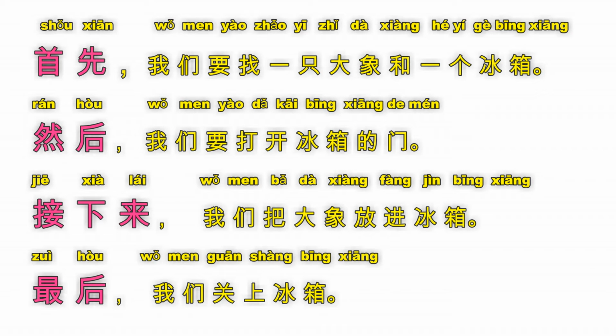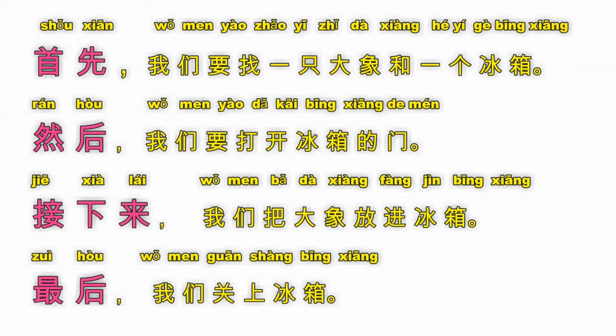From the instructions of putting an elephant into a fridge, we learned the four sequential transition words. Number one is 首先, which means first of all. After 首先 is 然后, which means and then, afterwards. After 然后 comes 接下来, which means next, following. And lastly, we have 最后, which also means lastly. So, let's read the whole paragraph again.